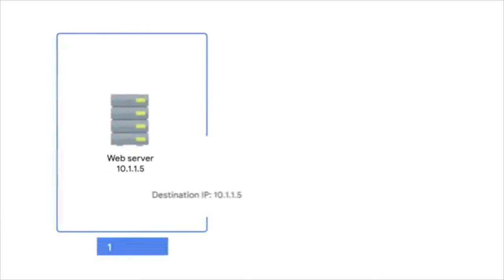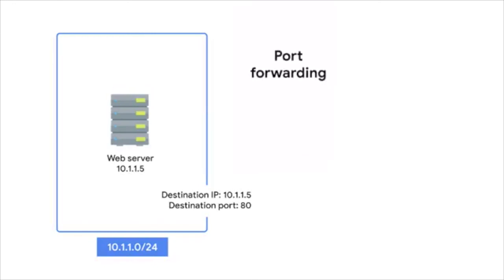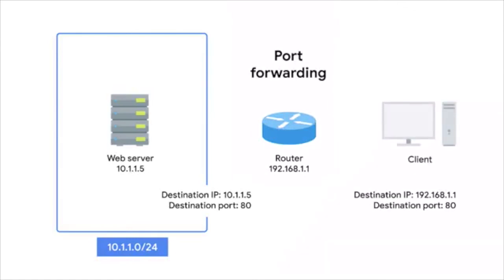Let's use our network 10.1.1.0/24 again to demonstrate this. Let's say there's a web server configured with an IP of 10.1.1.5. With port forwarding, no one would even have to know this IP. Prospective web clients would only have to know about the external IP of the router. Let's say it's 192.168.1.1. Any traffic directed at port 80 on 192.168.1.1 would get automatically forwarded to 10.1.1.5. Response traffic would have the source IP rewritten to look like the external IP of the router.